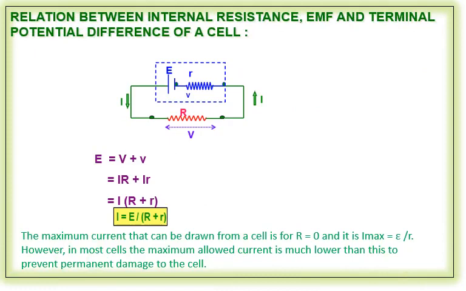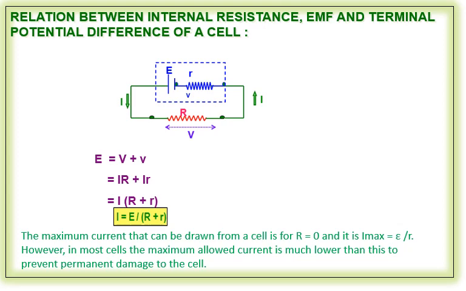Let's derive a relation between internal resistance, EMF and terminal potential difference of a cell. For this, consider a cell of EMF E and internal resistance small r connected to an external resistance capital R as shown, and suppose a constant current I flows through this circuit.